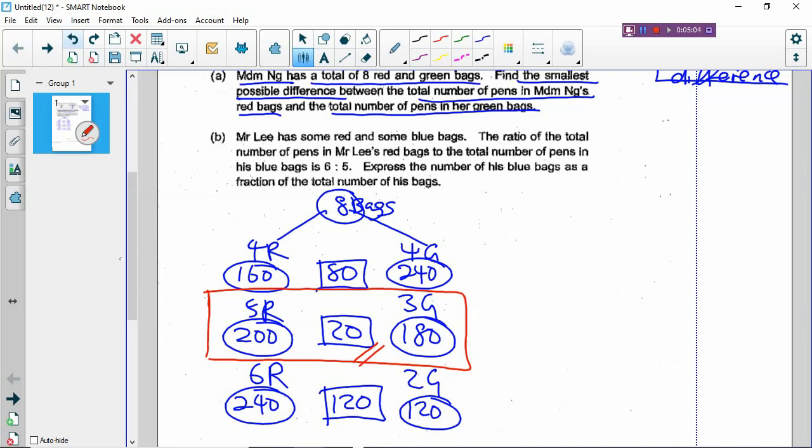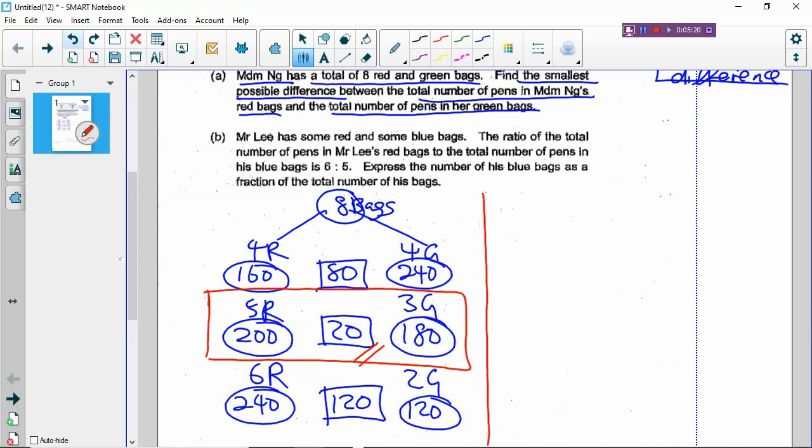So how do you use guess and check? You always take the total number of bags and divide by 2, so you have 4 red and 4 green, and then you increase the red bags or you increase the green bags. So that is how we do guess and check.